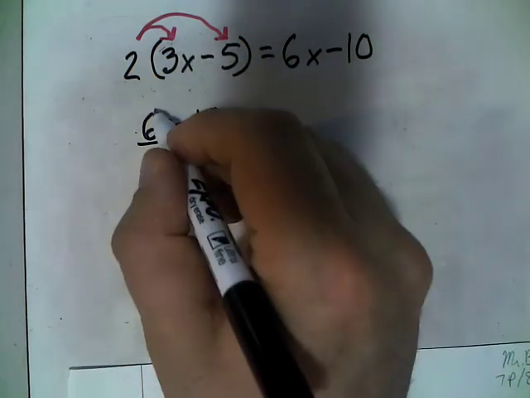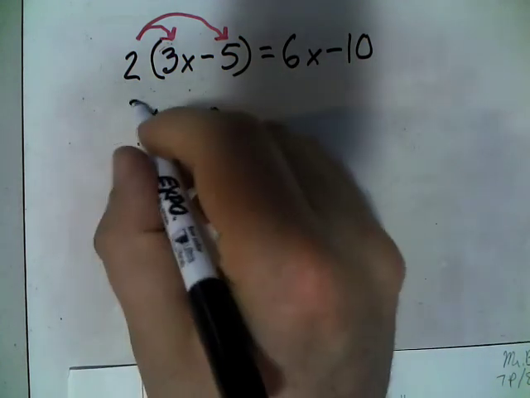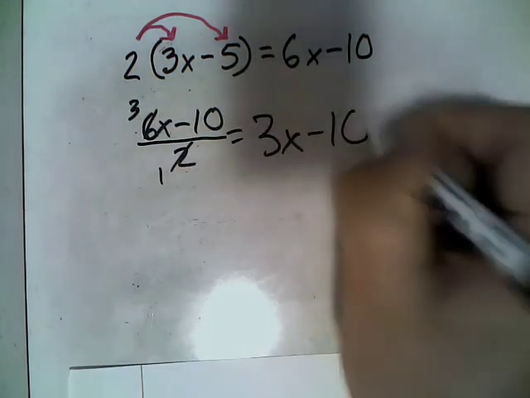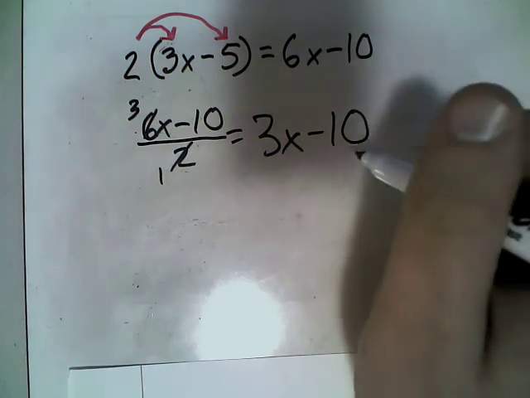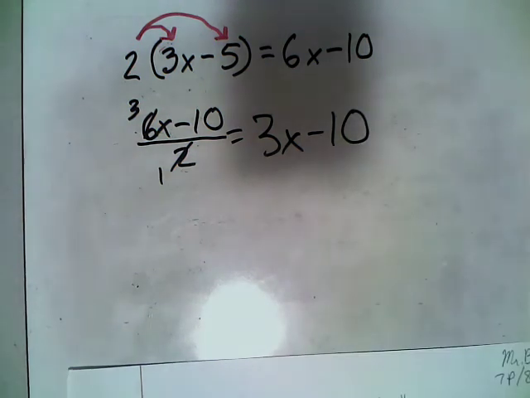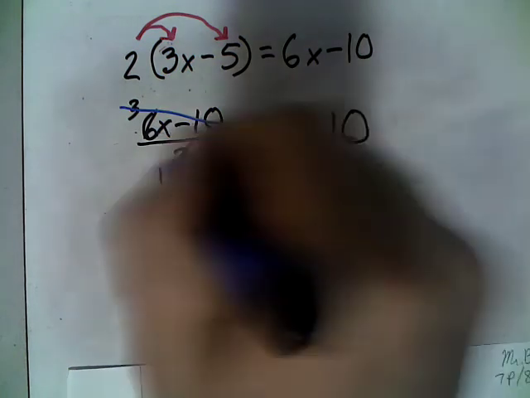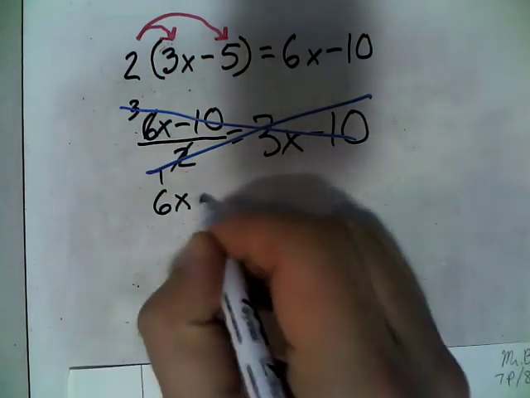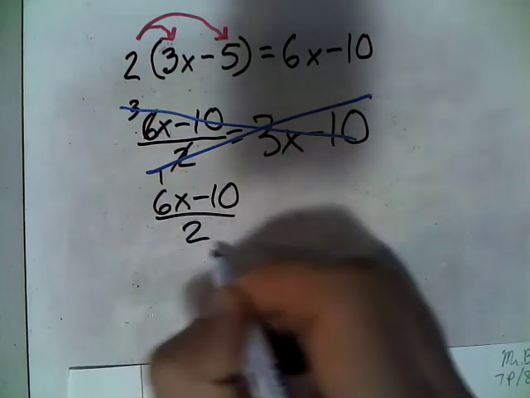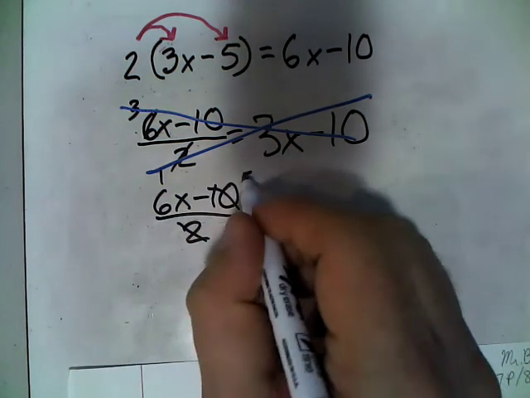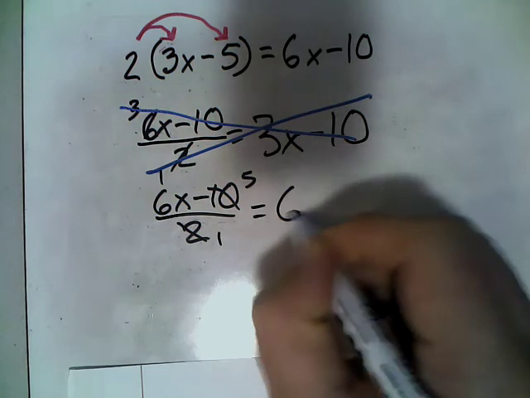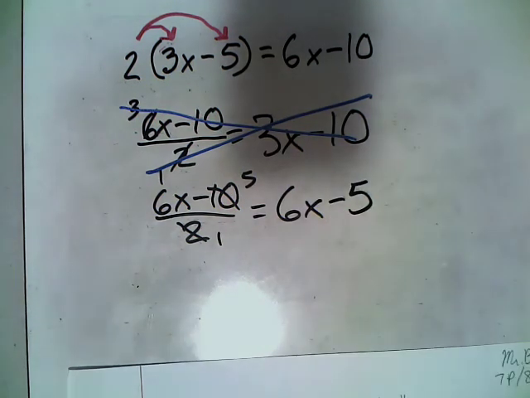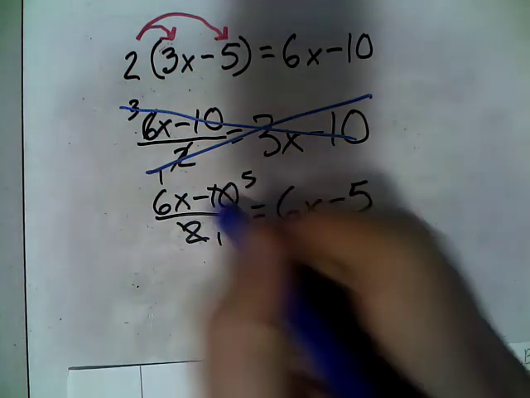Well, if you try canceling just these, that'd be a 3, that'd be 1, you get 3x minus 10. Well, that obviously can't be right. So if I had my 6x minus 10 over 2, and I try reducing these, then I get 6x minus 5. Well, once again, that can't be right either.